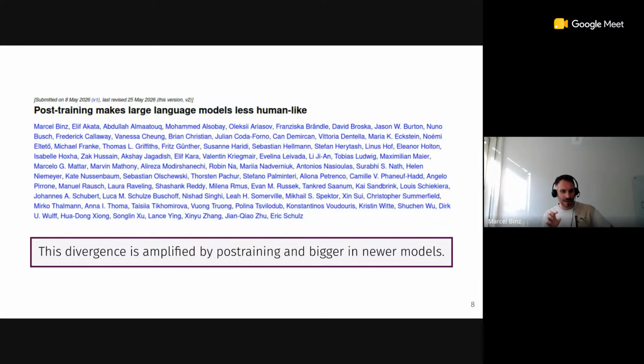And we found that this divergence from human behavior actually gets amplified by almost any kind of post-training technique. So if you do instruction tuning, fine-tuning for reasoning, vision fine-tuning, and so on, all of this makes models less aligned to human behavior. We also found in the preprint that this effect actually gets bigger in the newer models, where presumably the post-training techniques have become more sophisticated over time and override the knowledge about human cognition that is present in these base models.